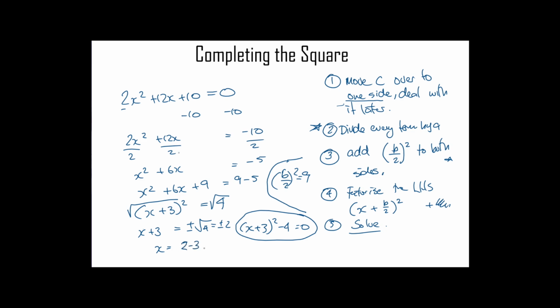So x is going to be 2 minus 3 and minus 2 minus 3. That's going to be -1 and -5. And if you have a look at it, that is actually identical solutions to what we had earlier. It's not the same equation, so it's not going to yield the same graph, and that's why I've taken that there.